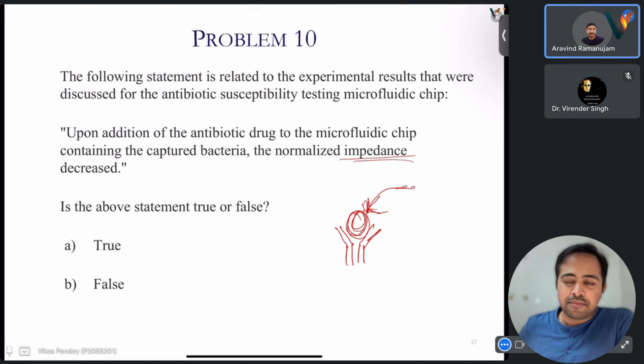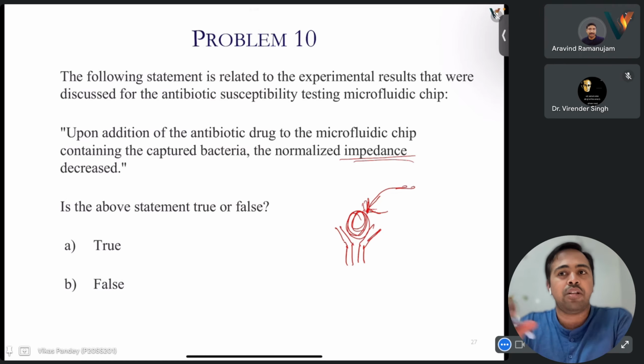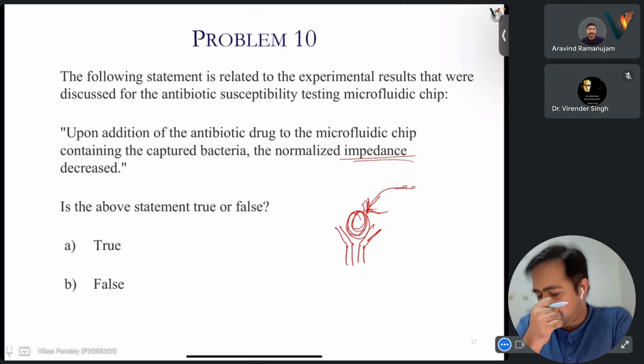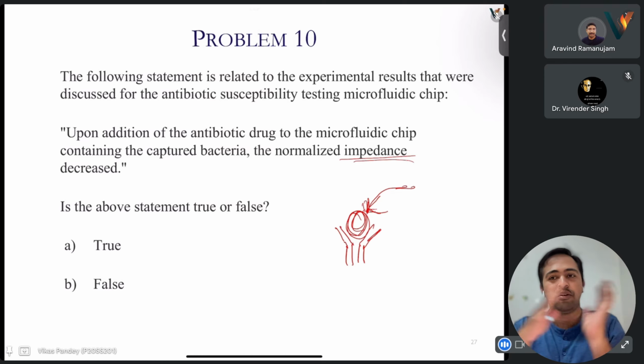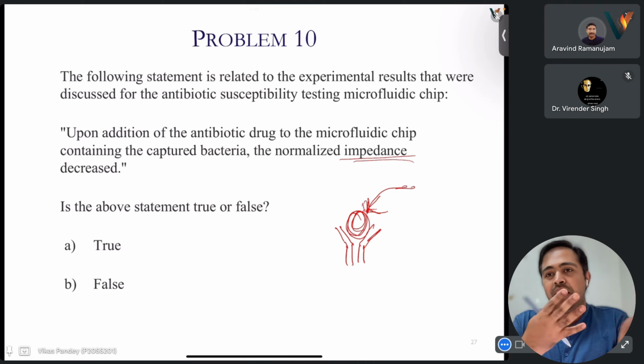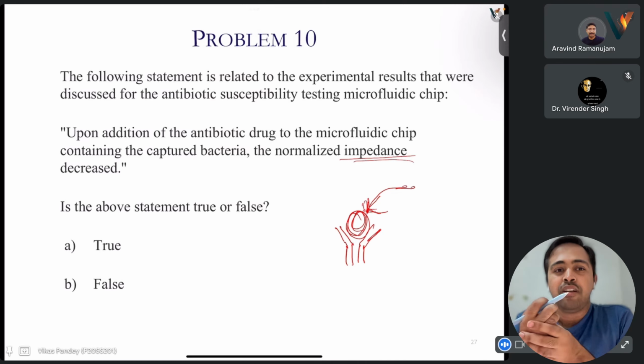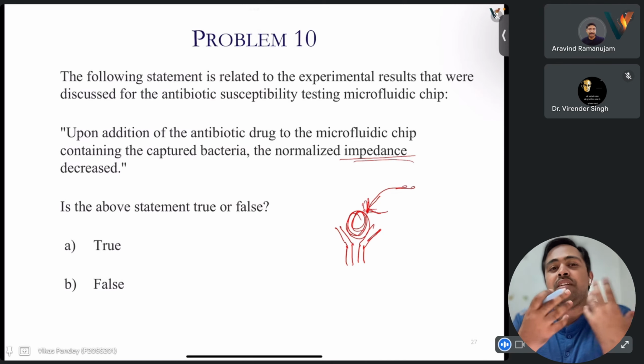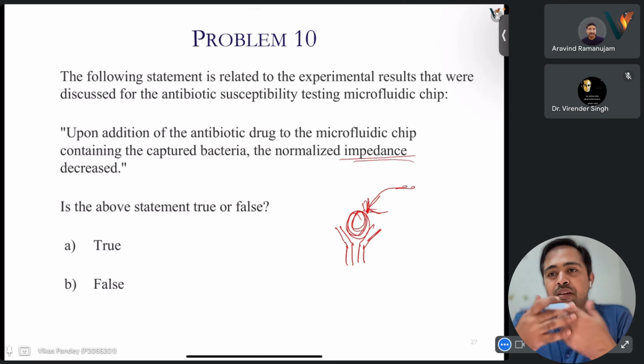The bacteria have higher impedance than the normal cells. Here, only bacteria are there, no other cells. Earlier, alive and dead cancer cells were there. Here, more and less bacteria are there, or alive and dead bacteria are there.